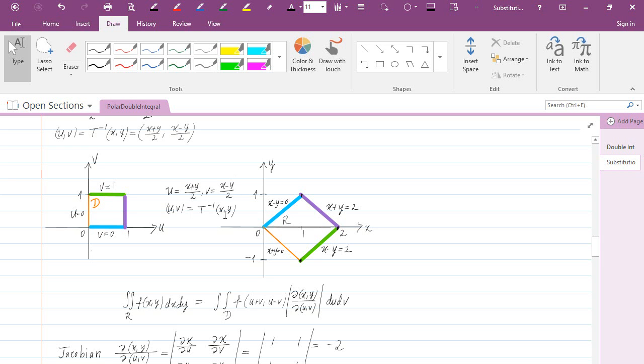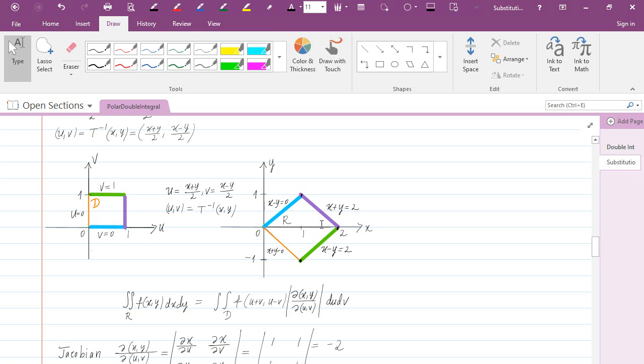So notice that the blue side here, x minus y equal to 0, that side will be mapped onto v equal to 0. So if x minus y is 0, then v is 0. So this blue side is mapped into the line given by v equal to 0 in the uv plane. So in the uv plane, that's just the u-axis.